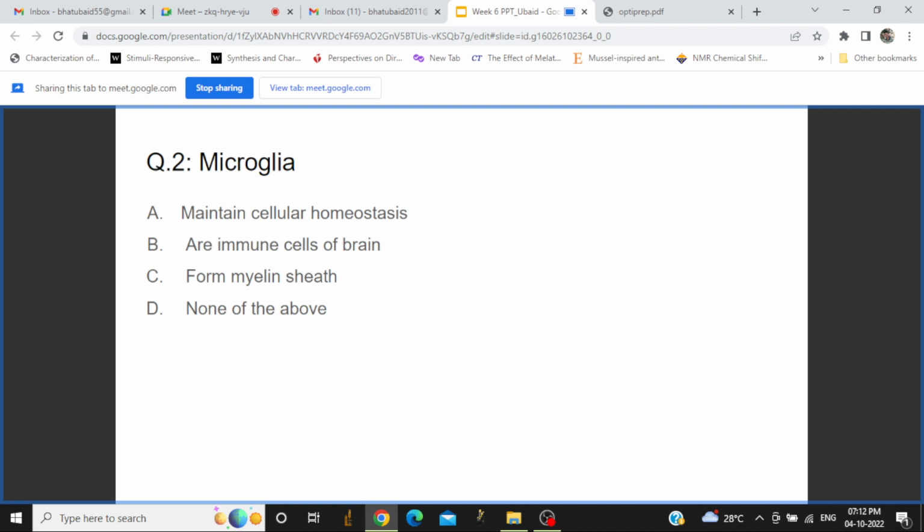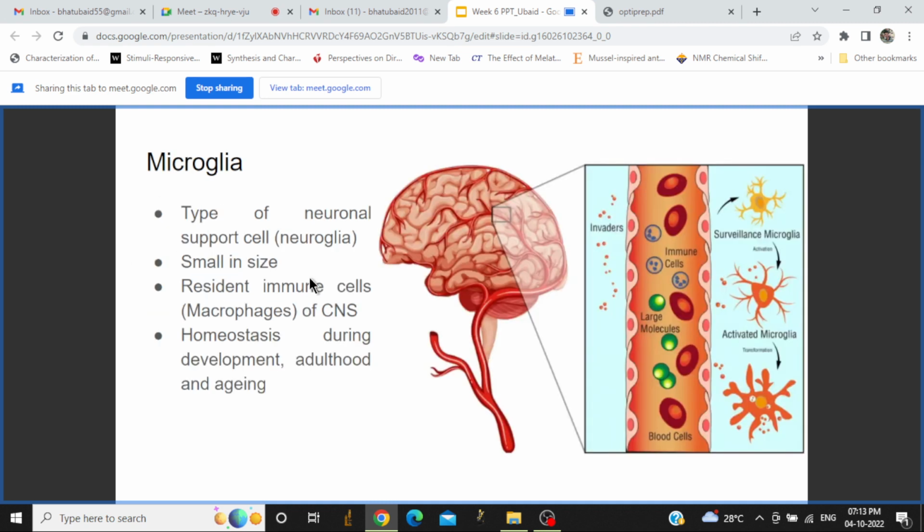So the answer is, as I already said in the first slide, when I was giving the introduction of all the glial cells, I said that microglia have the role in the immune defense of the brain. So they are the immune cells of the brain. So B part is the correct answer. These microglia are a type of neuronal support cells, or neuroglia. Neuroglia are all the types of support cells in the nervous system.